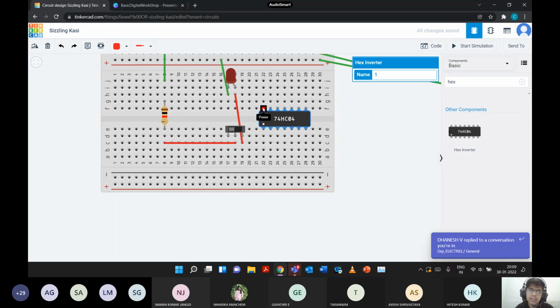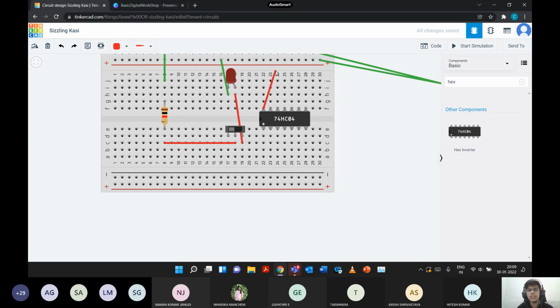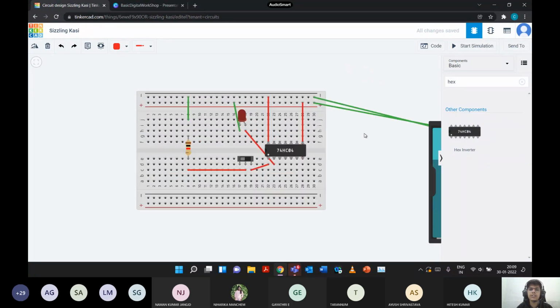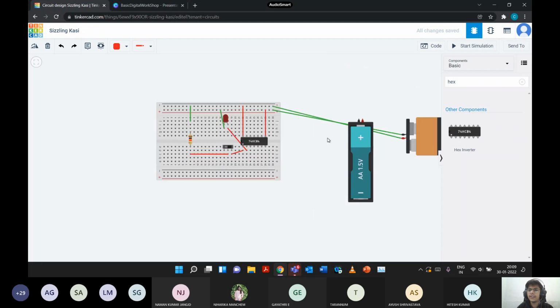So we see this terminal shows power, so we have to connect it to the positive rail. This one shows ground, connected to the negative rail, and we'll take input from the switch. It shows input 1, and the output 1 will go to the LED. Now we can see our circuit is complete, and I'll start the simulation.